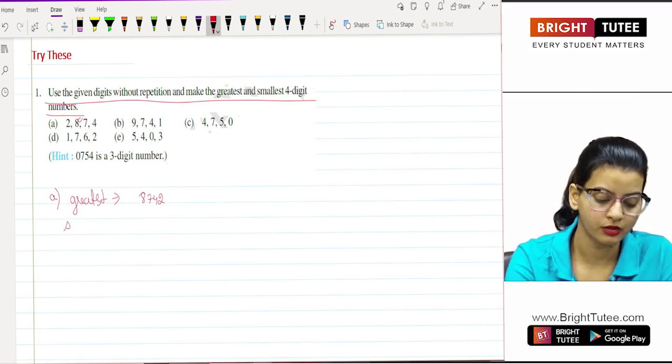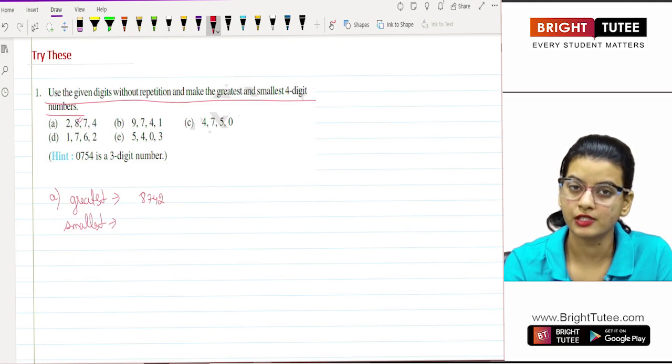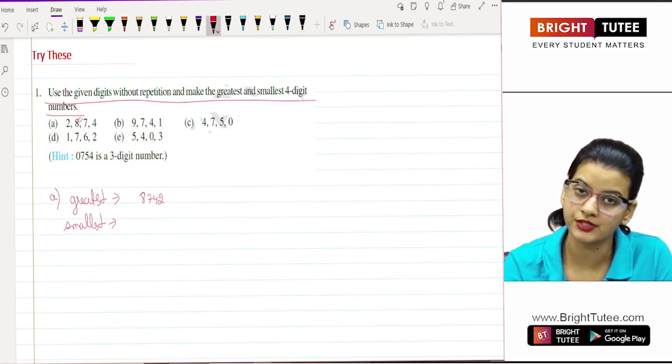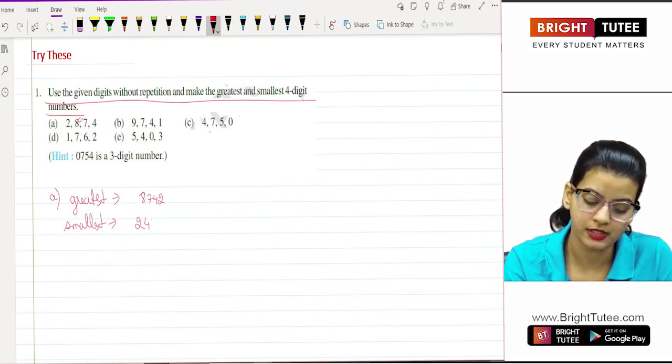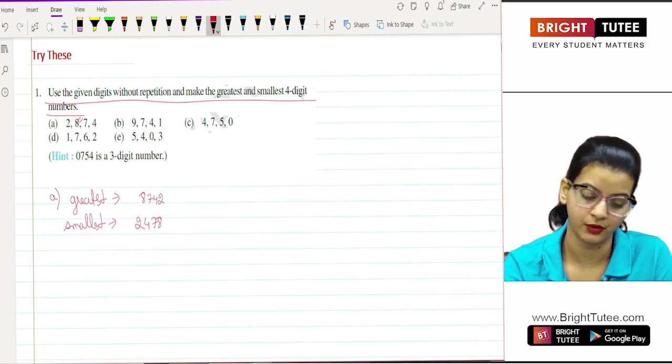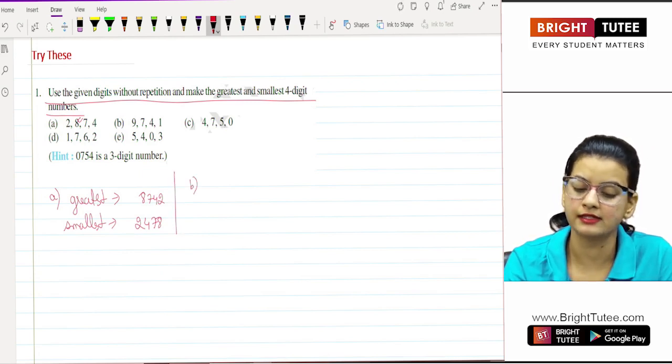Now what about the smallest number? Let's make the smallest number out of these. For the smallest number, we are going to use the smallest digit in the thousands place, which is 2. Then the next smaller digit is 4. The next smaller digit is 7 and then we have 8. Right. Moving forward, now we have 9741.